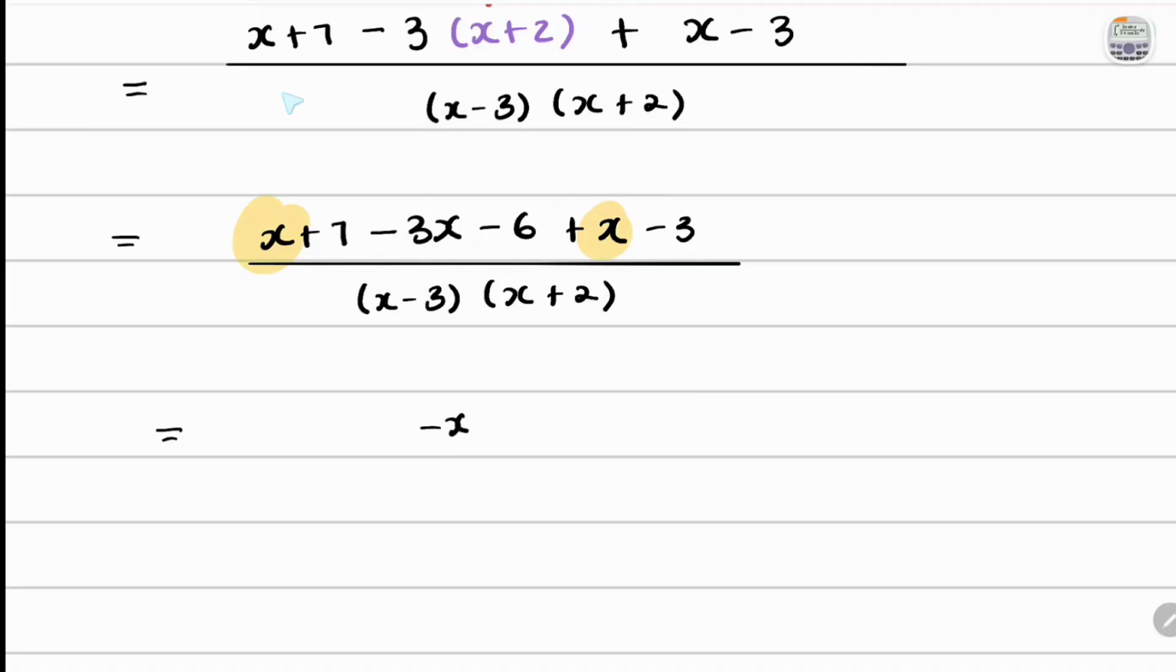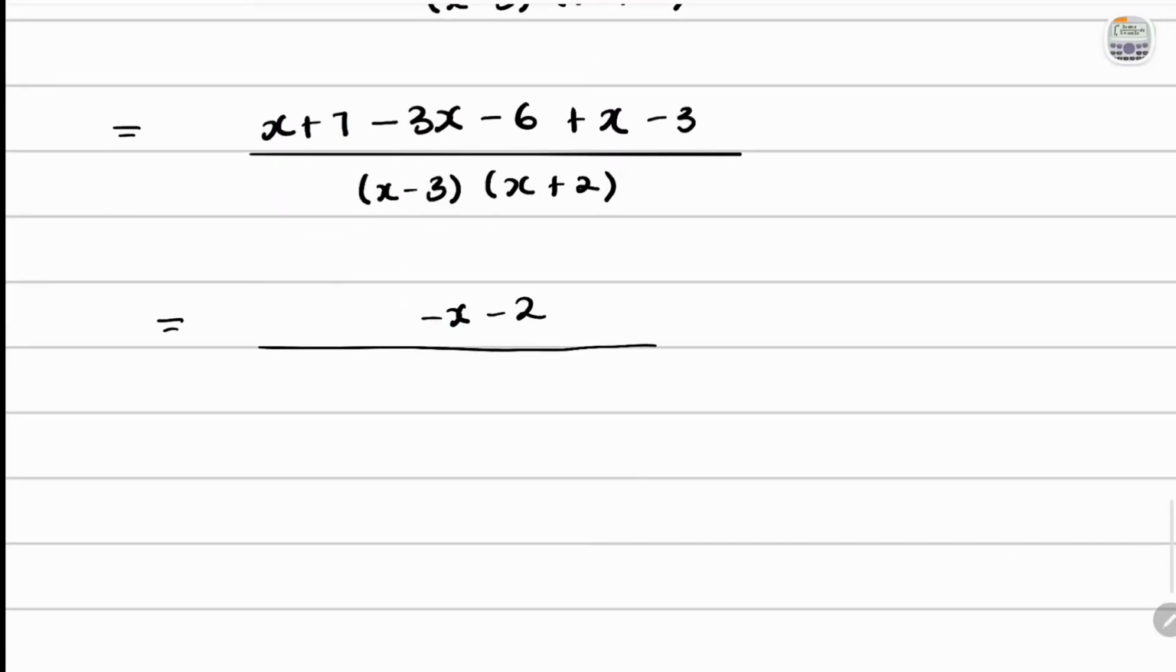And then the numbers. A good thing you can do is cancel when you're done. So you see that we are done with the x's, and we just have to deal with the numbers. If you say positive 7 minus 6, you get 1. Minus 3, you get negative 2. So that just gives us negative x minus 2 all over x minus 3 times x plus 2.